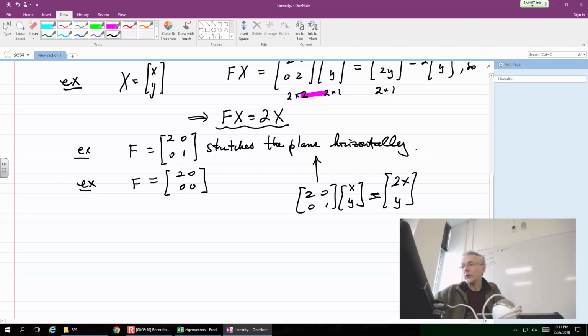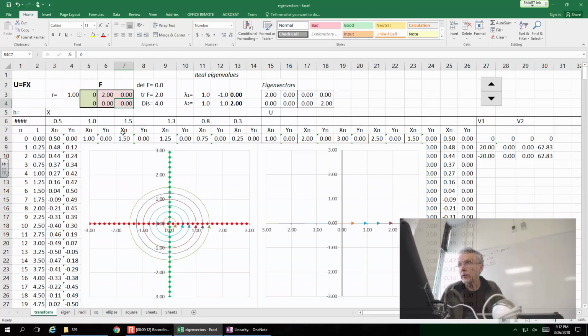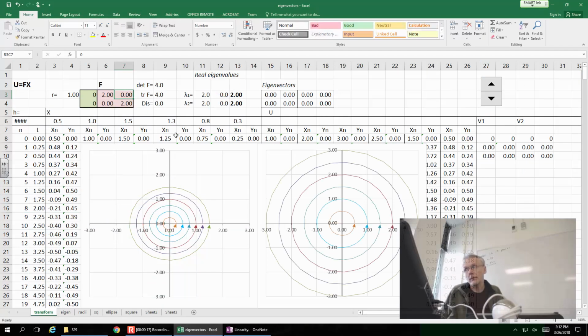But if I put an extra number elsewhere, so 2, 1, 0, 2, for example, then that extra number off the diagonal is what creates a problem. It makes things unpredictable. I don't think I can tell if I still put 2 here, but if I put 1 there, well, you can't predict what's going to happen. I think I know what's going to happen. Can you tell what's going to happen?